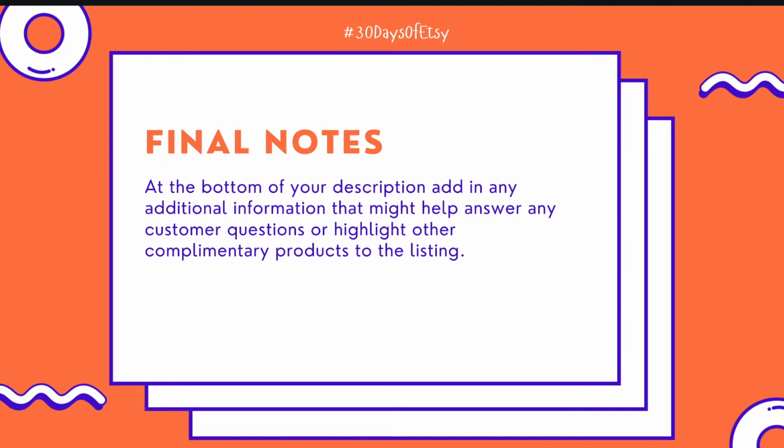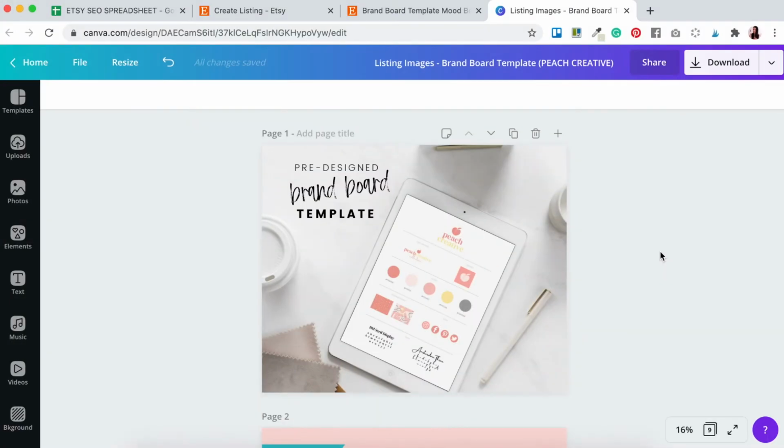Okay, so let's go ahead and go back to that spreadsheet that we were using yesterday. So that way we can start filling in our product listing details. Now, as a recap, I just wanted to remind you of the actual product that we're basing this example off, and it's my pre-designed brand board template. So this is the product that I've created but haven't yet uploaded into Etsy.